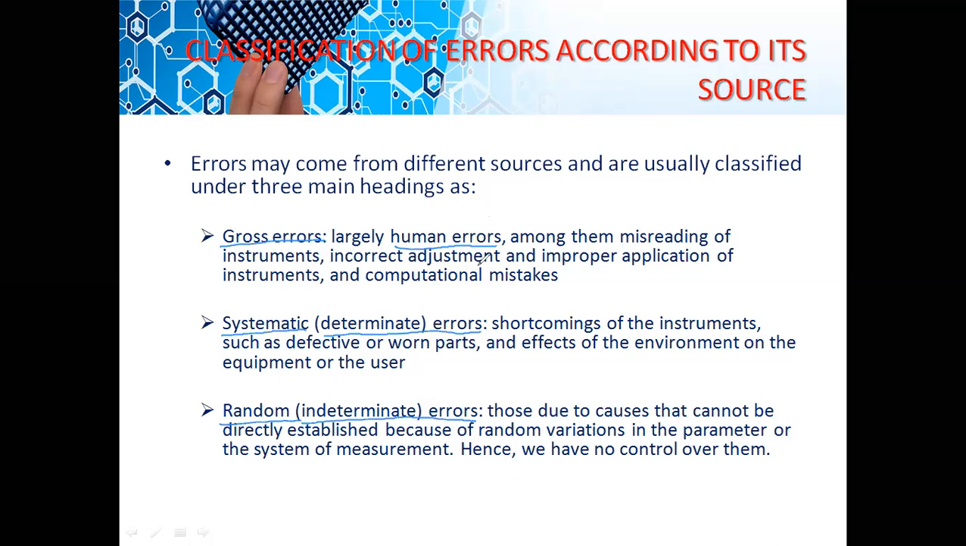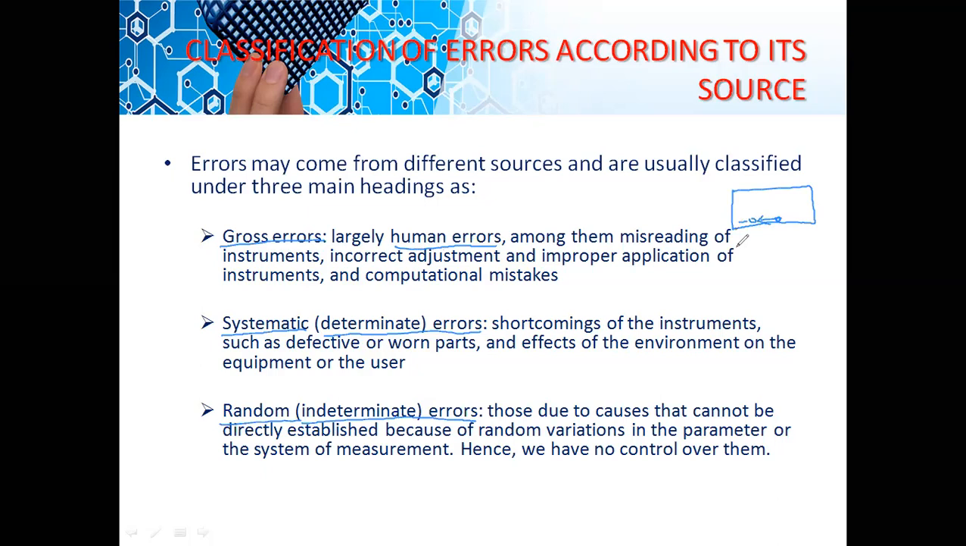Incorrect adjustment. Incorrect adjustment is like we have zero setting. Every meter, analog meter especially, needs to be set to 0. That means pointer should be showing to 0. If you have an analog meter, say this is the display of the analog meter and here is 0. A pointer should be showing here. But sometimes what happens is pointer will be showing either here or here.